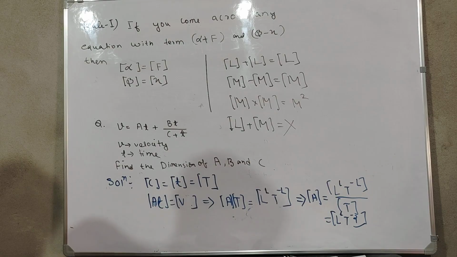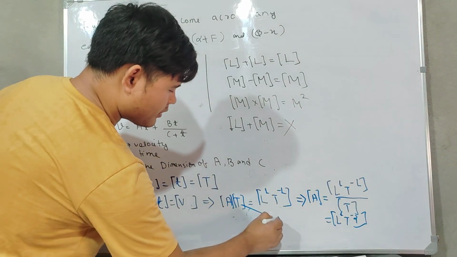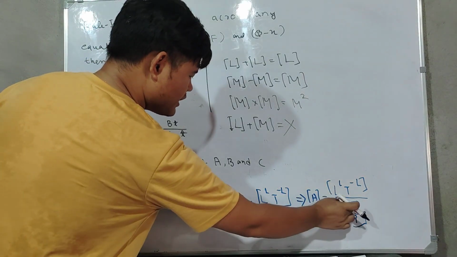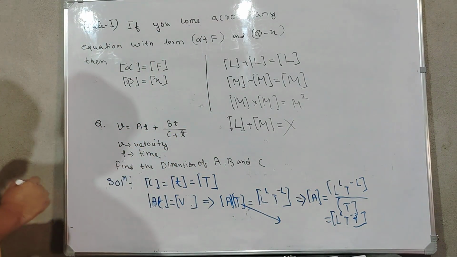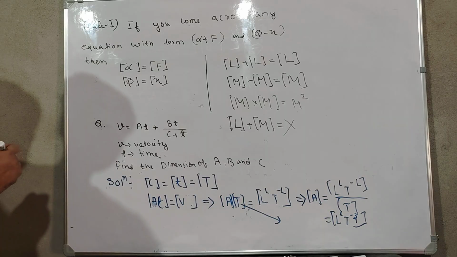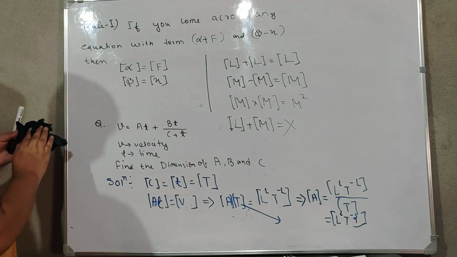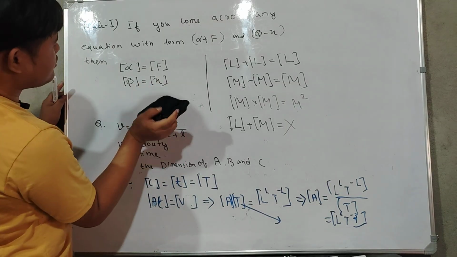So dimension of A and dimension of B we got, right? Here what we did, this T will come down, okay? After that the A will be left alone, so T is coming down, and then we arrange it. Now we have to find the dimension of B. This dimension of B we have to find. So let's see how to find it, this one.